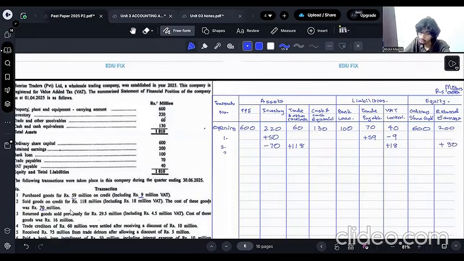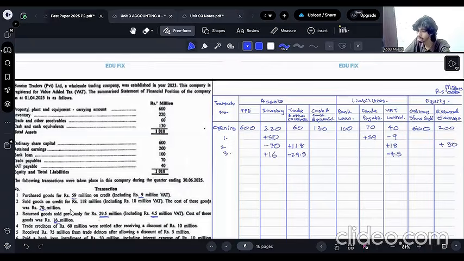Third one, return goods sold previously for 29.5 million, including 4.5 million VAT. Cost of these goods was 16 million. Earlier we sold for 29.5 million. They are returning, then trade receivable minus 29.5. Out of that, VAT is 4.5. You will minus 4.5, sales return VAT you will deduct. Okay, earlier you added. Now when returning, you're deducting. The cost of the goods is 16. You're getting the goods back. Therefore, inventory will be plus 16.